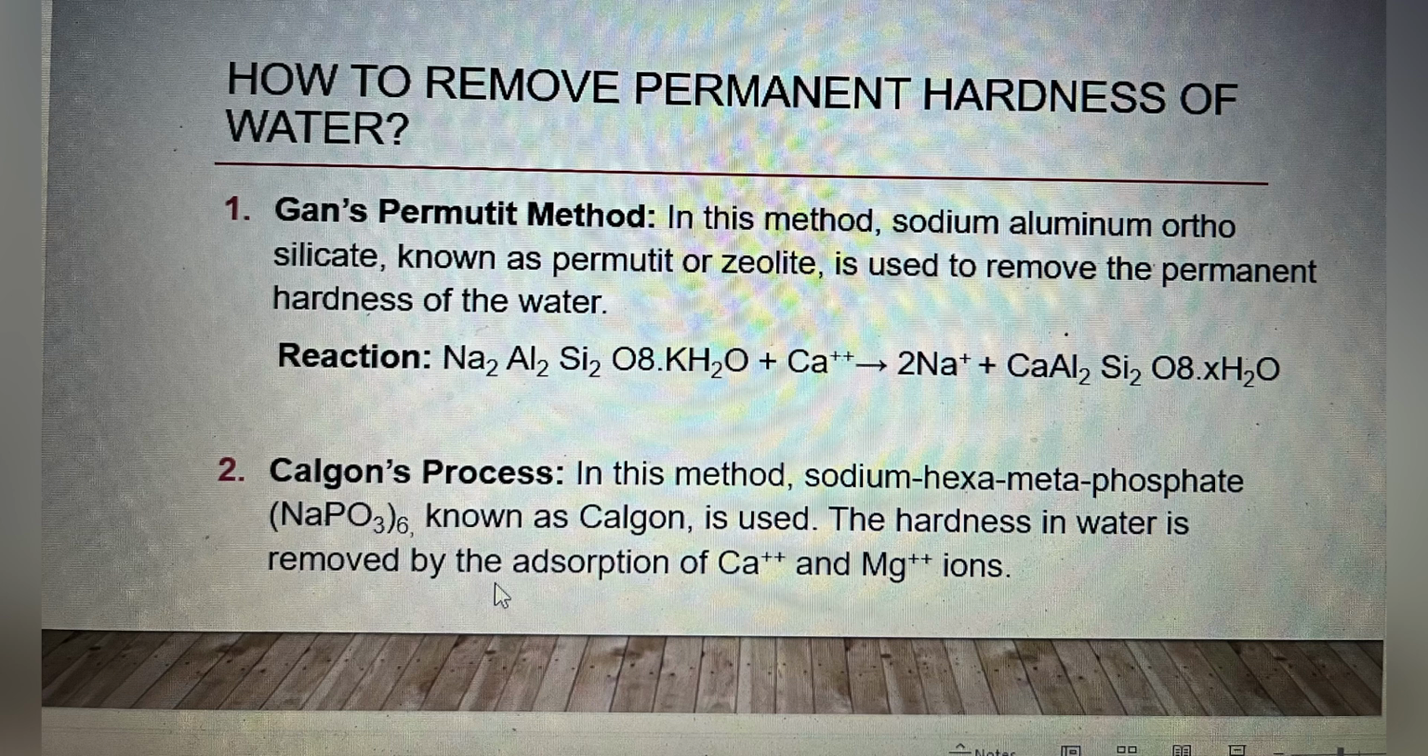Second is Calgon's process. In this method, sodium hexametaphosphate, which may be Na6P6O18 or (NaPO3)6, known as Calgon, is used. The hardness of water is removed by the adsorption of calcium and magnesium ions.